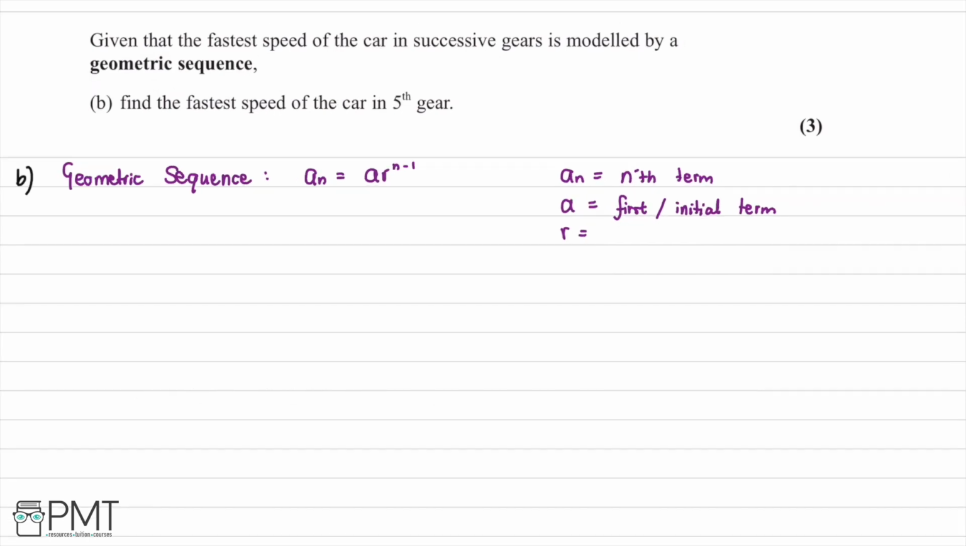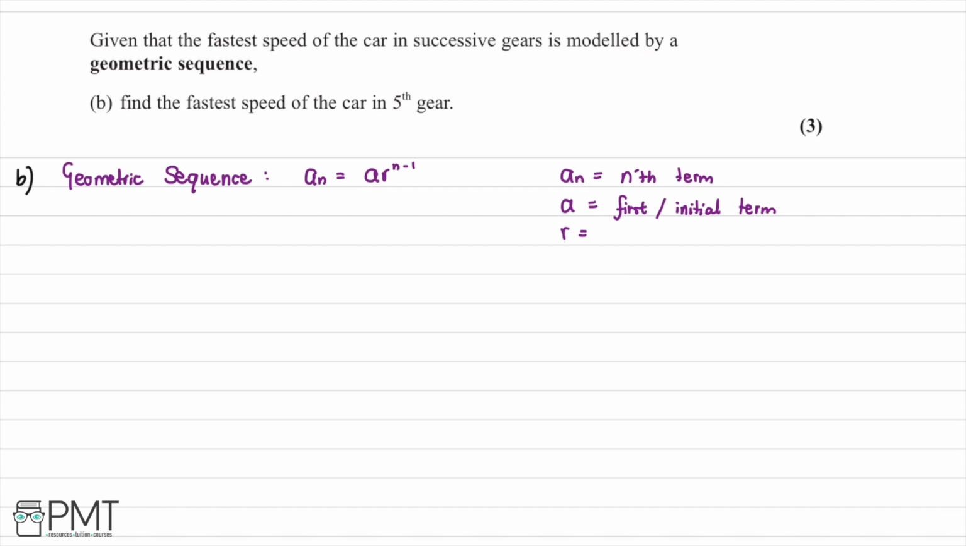So we're now told, given the fastest speed of the car in successive gears is modeled by a geometric sequence, we're asked to find the fastest speed of the car in fifth gear. So we know this is going to have a similar technique to part A of this question, but we're going to be using geometric sequences. So we know that the formula for geometric sequences is the nth term is equal to a multiplied by r to the power of n minus 1.